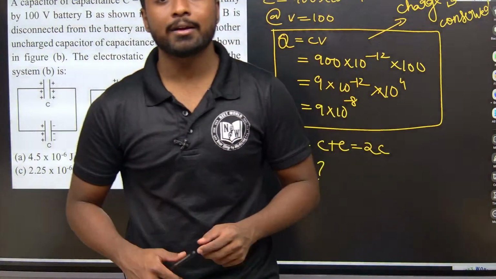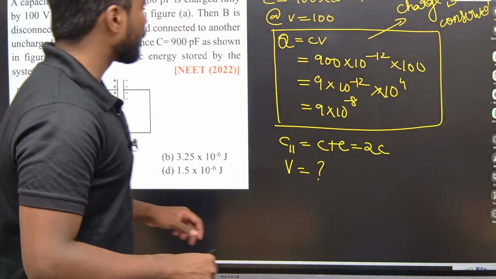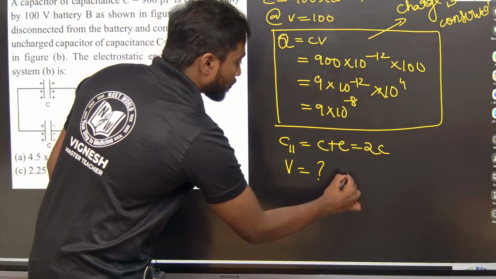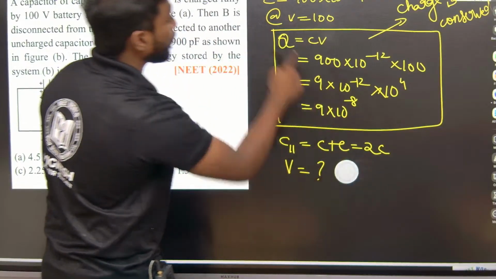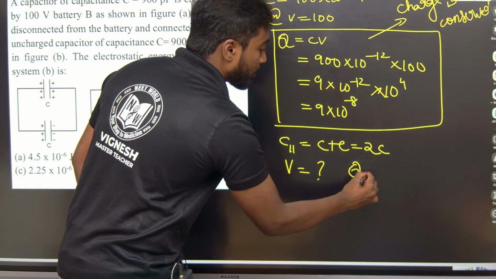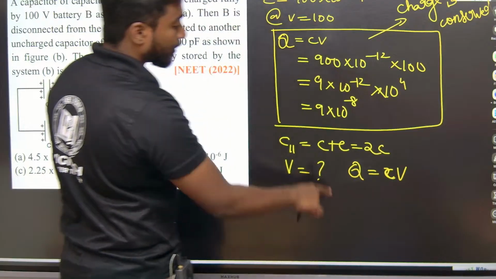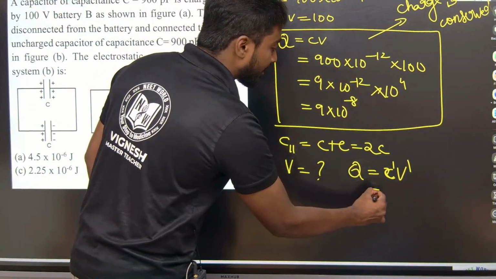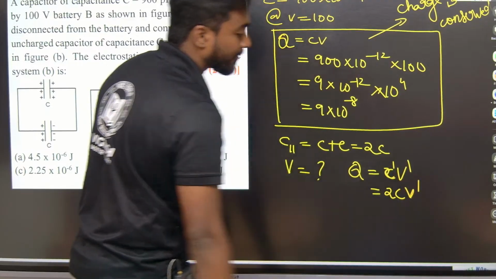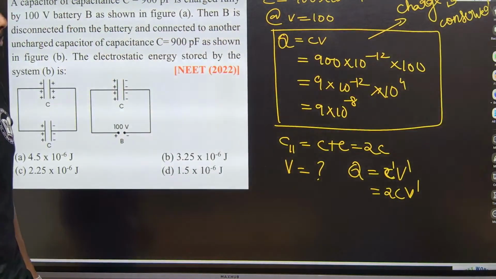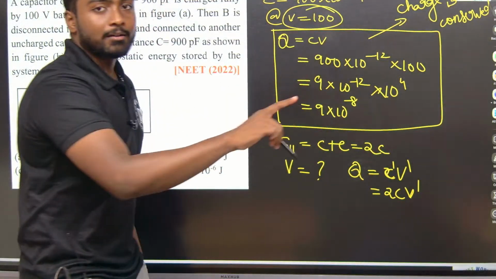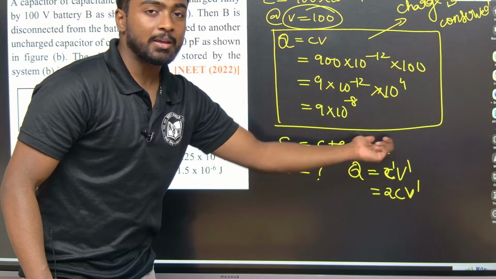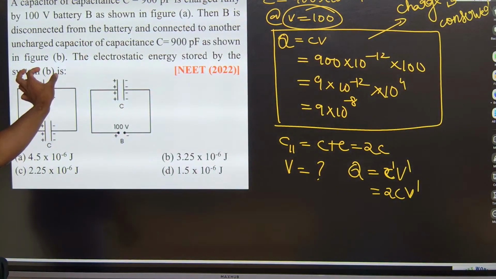Energy is nothing but half CV square, right? So let me take it. Q equals CV, where I will take C dash and V dash. Charge is conserved, and C dash is 2C, and V dash I will keep as it is. I need to find V dash, the new voltage. Initially the voltage was 100, but it has been disconnected and connected to another capacitor, so it has become C plus C, 2C.